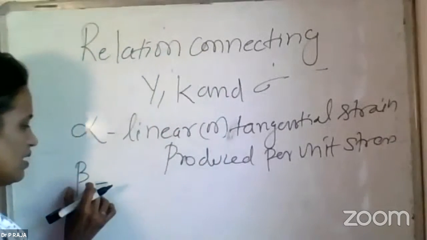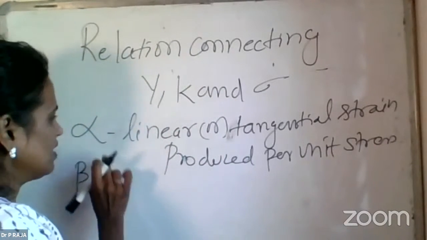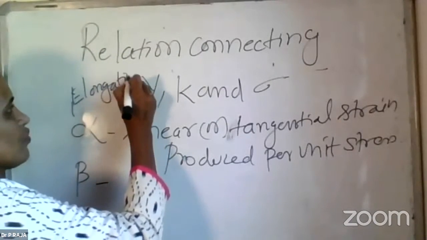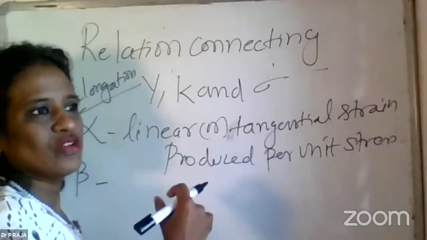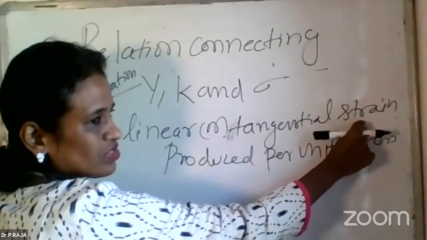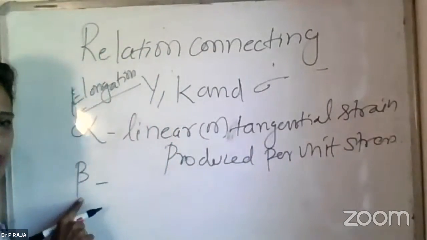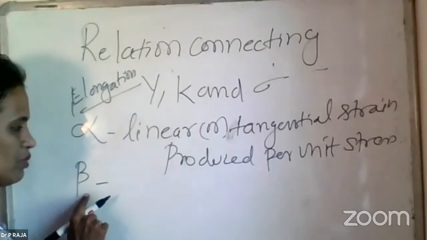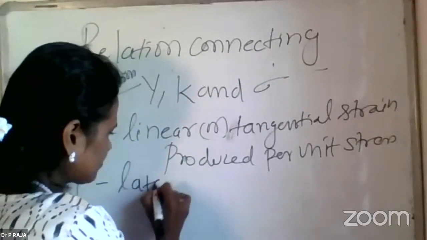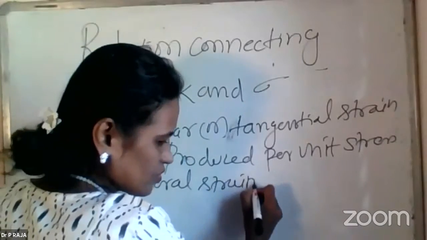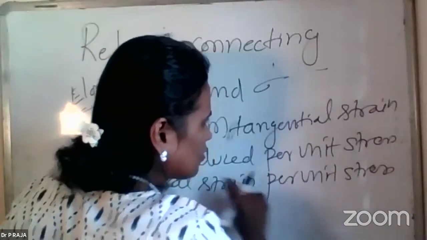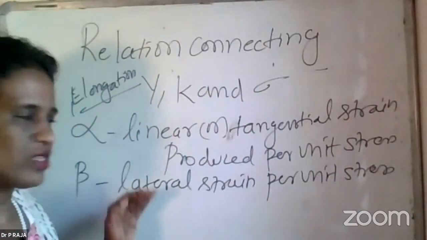So in terms of length, alpha is the elongation. This is an elongation factor. Suppose you consider a wire, and you are giving a stress on one side, there will be elongation in the form of strain, change in the length per unit stress, and at the same time in the other perpendicular direction there will be a compression. So beta will be the lateral strain per unit stress. Elongation and compression take place in the perpendicular direction.